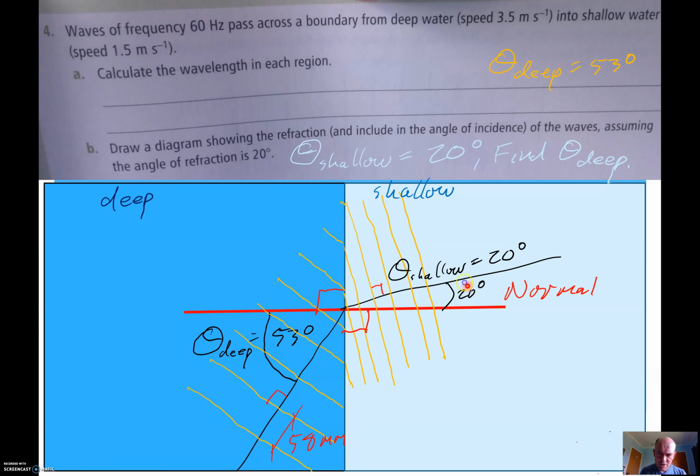There's 53 degrees, there's 20 degrees, and they also are perpendicular, and that's 58 millimeters in the deep. There's 25 millimeters in the shallow, and I think we've done it.